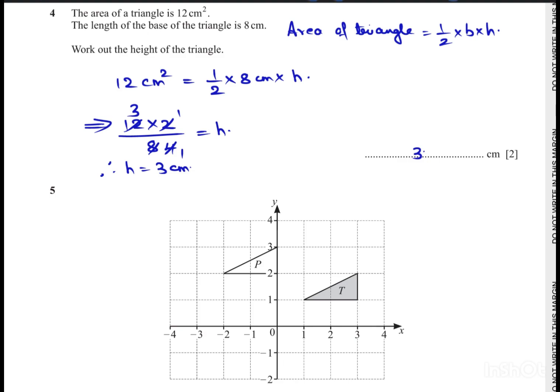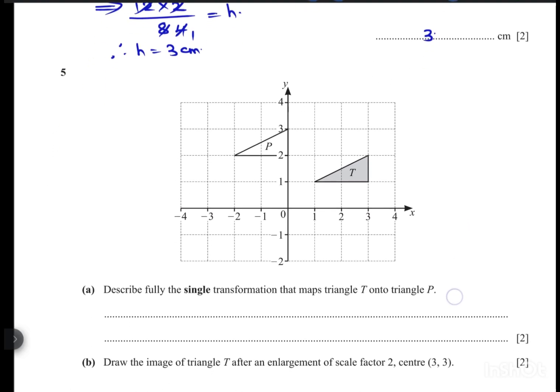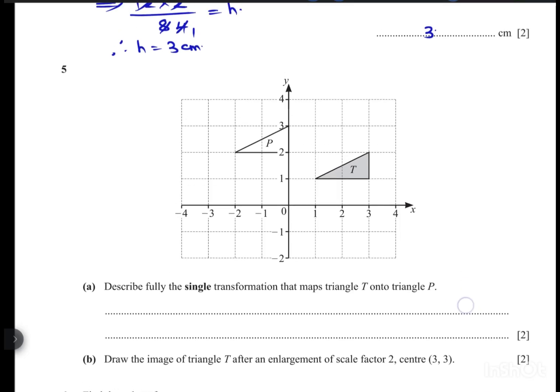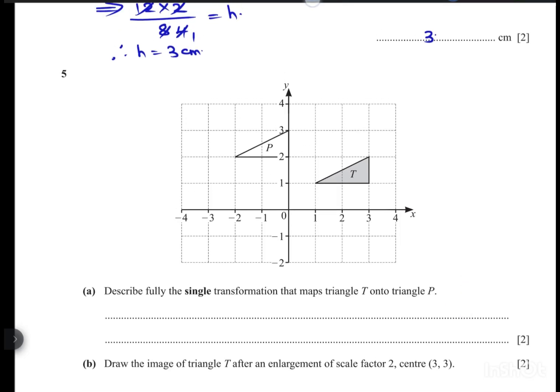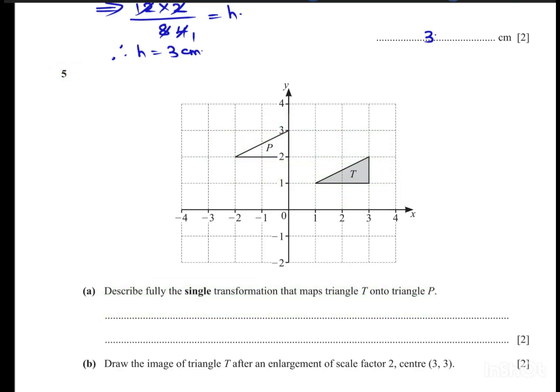Question number 5. Transformations are given here. We need to answer these questions. Describe fully the single transformation that maps triangle T onto triangle P. This is triangle T and this is triangle P. So we need to describe the transformation. When you see this, the size and the orientation is exactly the same, but it has just moved to some place.